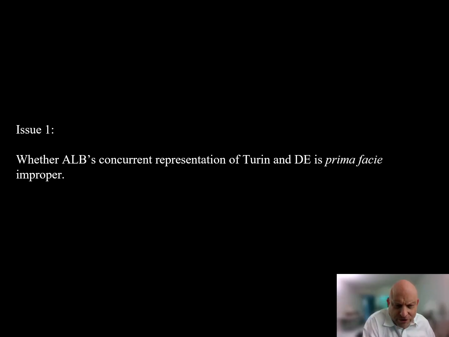All right, so the court breaks it down into some major issues that it's going to address. The first issue is whether ALB's concurrent representation of Turin and DE is prima facie improper, and then it's going to decide whether that can be rebutted. But the first question is: is that prima facie improper?